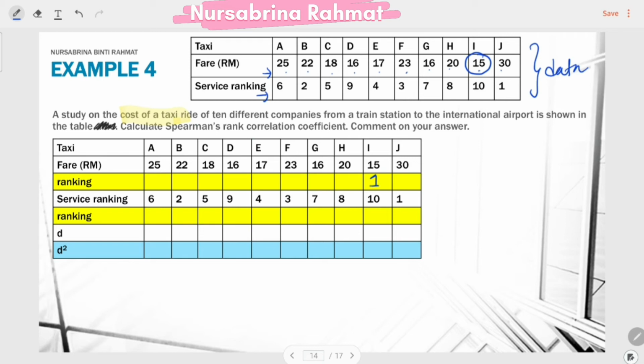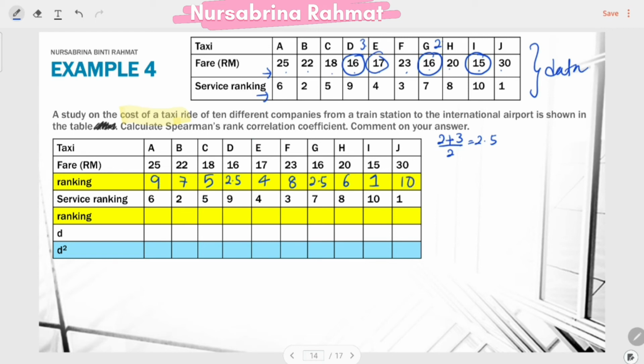The next greater number than 15 is 16, but we have two 16s here. That means ranking 2 and 3, so we average between these two: 2 plus 3 divided by 2 is 2.5. So for taxi G, the ranking is 2.5, and taxi D, which has a similar fare of 16, is 2.5 as well. Next, ranking 4 is 17, 18 is 5, 20 is 6, 22 is 7, 23 is 8, 25 is 9, and 30 is 10.